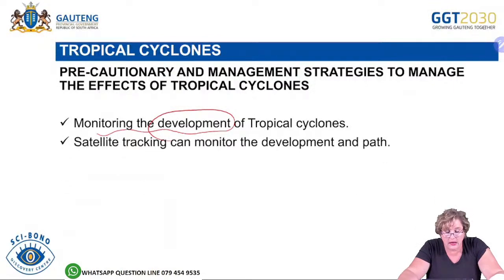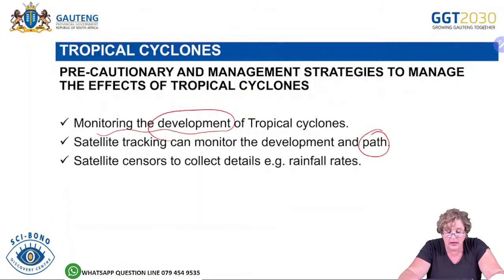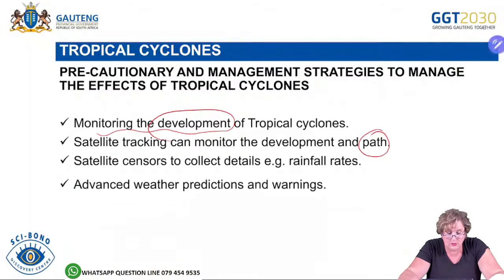Satellite tracking can monitor the development and the path by means of satellites. The satellites can see how this tropical cyclone develops, where it is and where it's on its way to. The satellite sensors can collect details, for example, rainfall rates. Sometimes you have specific satellites that collect detail, and in this case they can see how heavy the rain is and how much rain was falling.